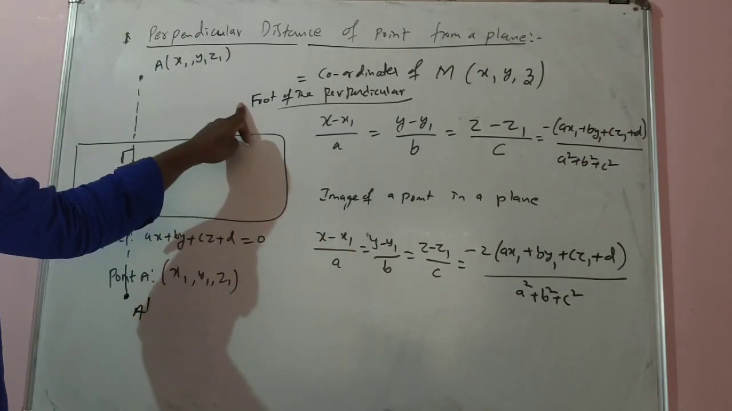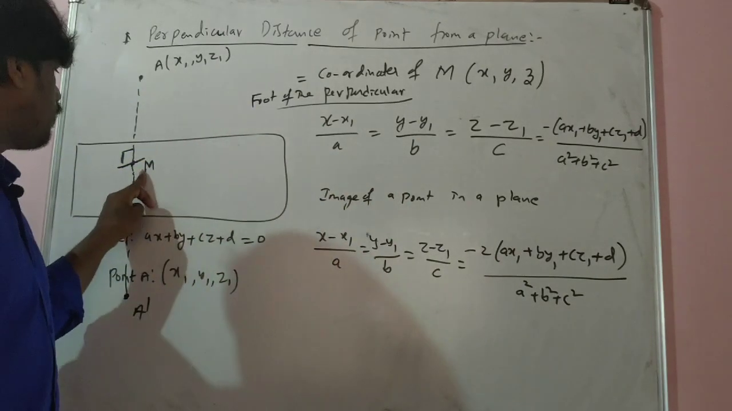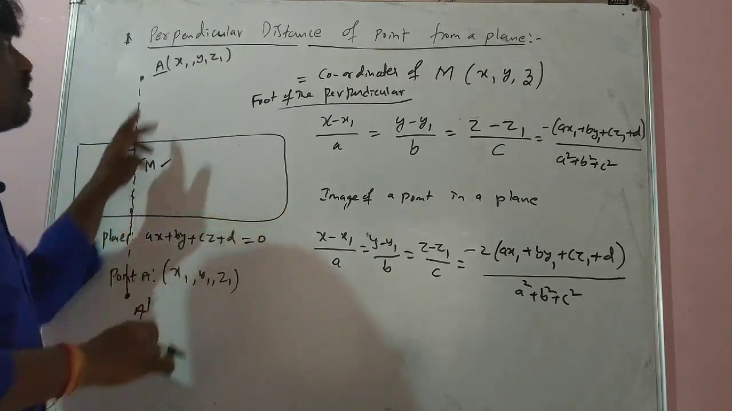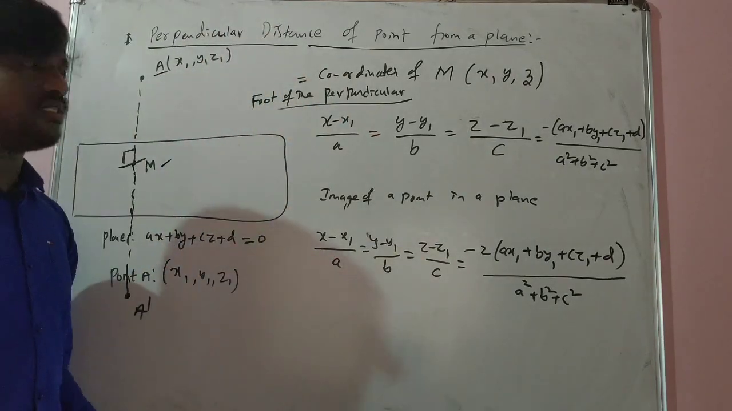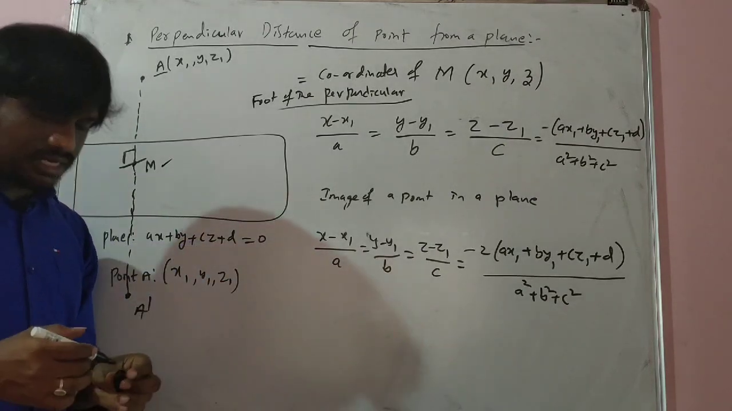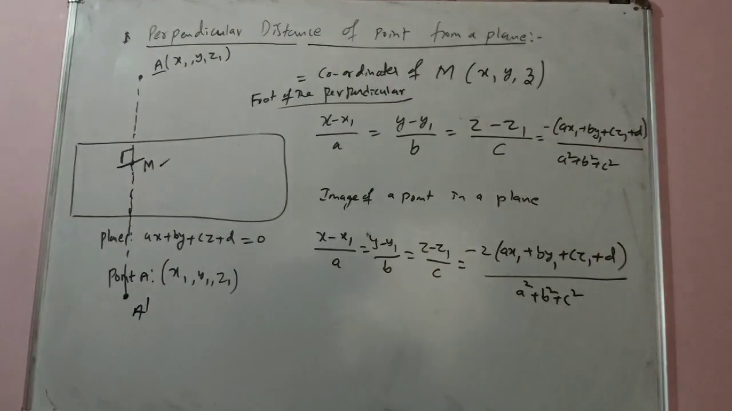So the foot of the perpendicular formula is this. To find the foot of the perpendicular, if you get the point from this point to this point, you can use the distance formula and you will get the perpendicular distance. And the image, using this formula, I am going to get the image. So this is the concept. Let us solve the problems on this.